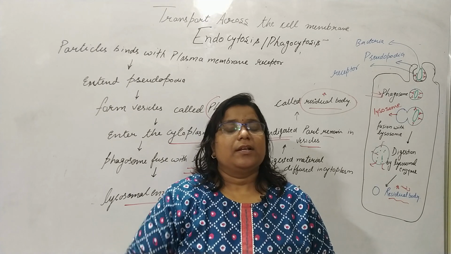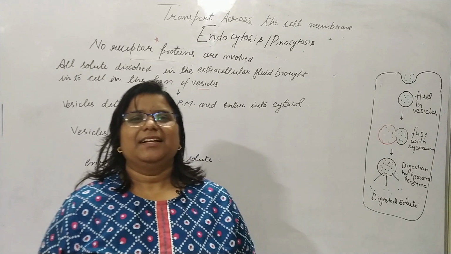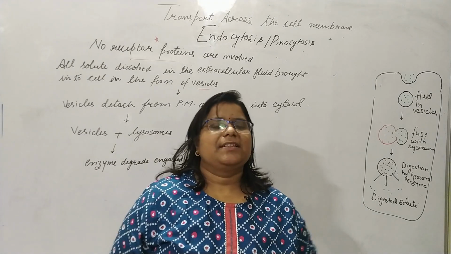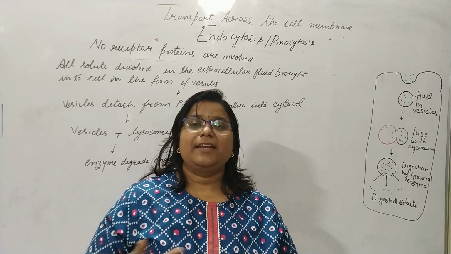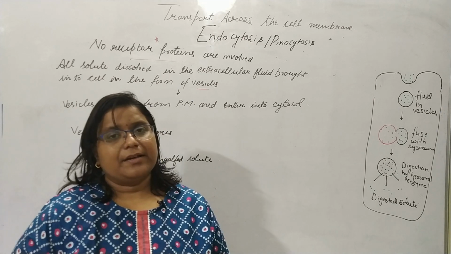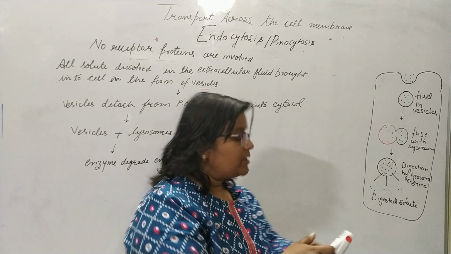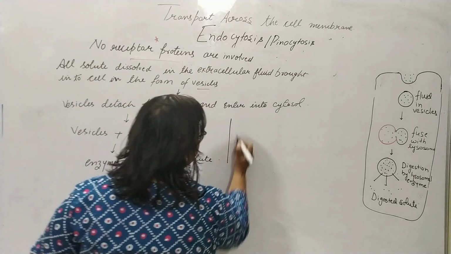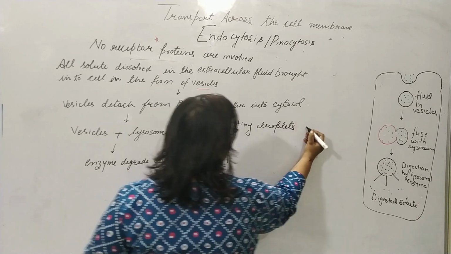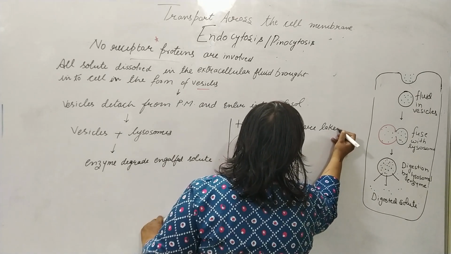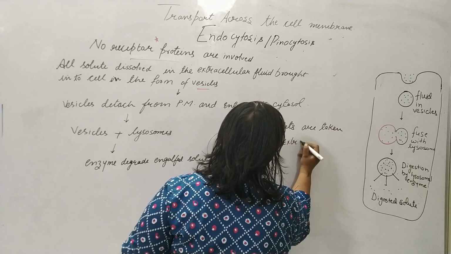Now we will discuss bulk phase endocytosis, that is pinocytosis. It is the process in which the cell drinks, or takes in liquid materials. Especially here, the liquid or tiny droplets are taken from the extracellular fluid. So here I will write the definition: tiny droplets are taken up from extracellular fluid.